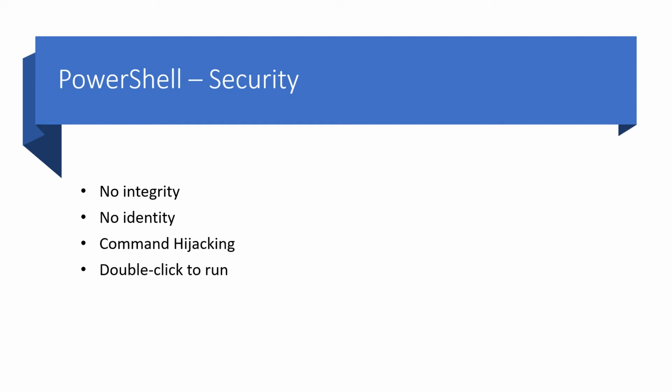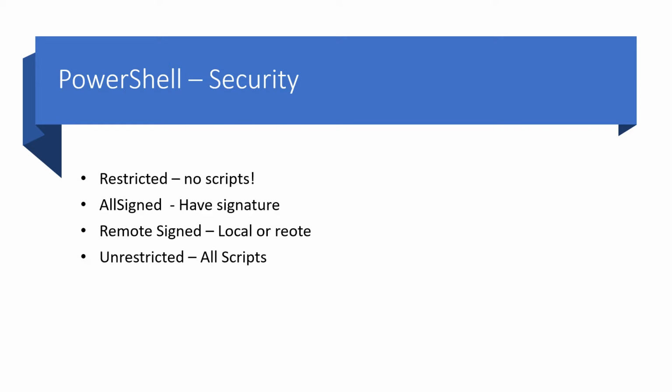The fourth major security concern is double click to run. As I showed you with the VB script, we should not treat a script as executable, especially when all these other problems exist. The Windows PowerShell team needed to resolve it. Let's move to the next slide.